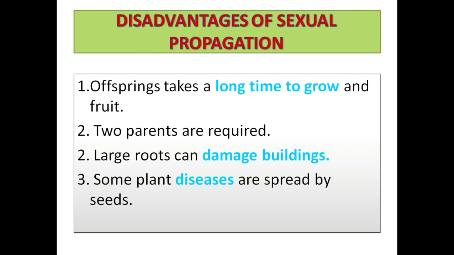Alright, the disadvantages of sexual propagation. Alright, number 1, offsprings take a long time to grow and fruit. So yes, that's the disadvantage. When you plant a plant from seed, some plants might take up to 5 years to mature and then start to bear. In comparing it to the asexual methods, a plant can bear within 3 years. That would normally take like 5 years with growing from seed.